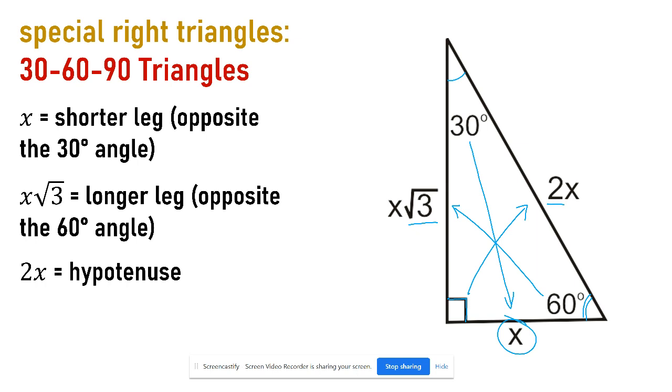Now, you don't always know the short side. Sometimes you're starting with one of the other sides. So we're going to look at a few examples that go through some of the different situations you'll see.